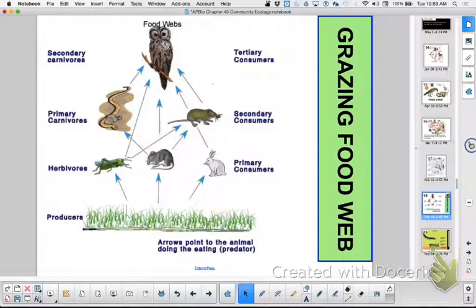Did they draw this pyramid accurately, do you think? Slate, explain. Is this pyramid accurately drawn? Why or why not? I had you do an Edpuzzle on this. There's a percentage I want you to be thinking about.